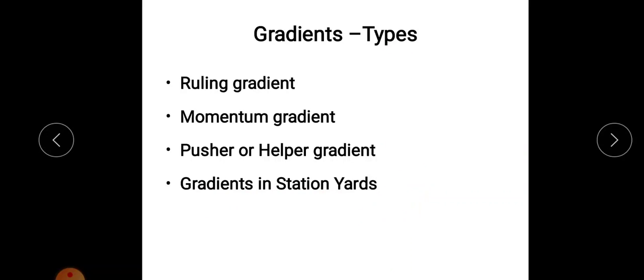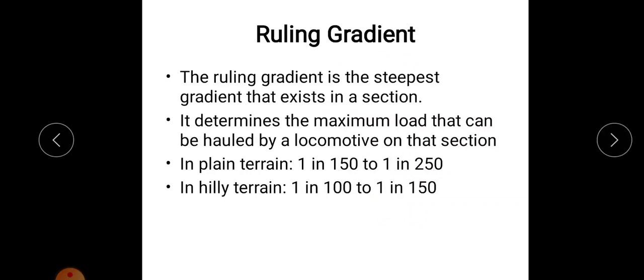Similarly, you have studied the different types of gradients in your highway engineering also. Like that, here also gradient is classified into 4 types. First we can discuss ruling gradient. Ruling gradient is the steepest gradient that exists in a section. It is the steepest gradient which is existing on that section.